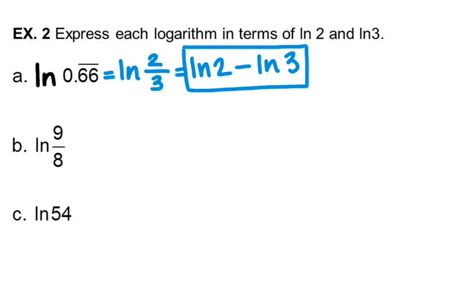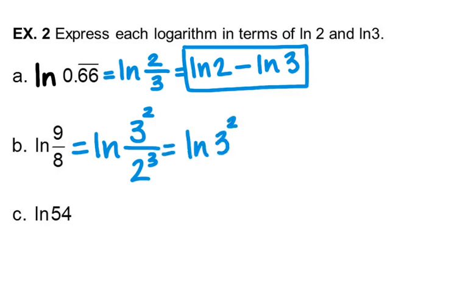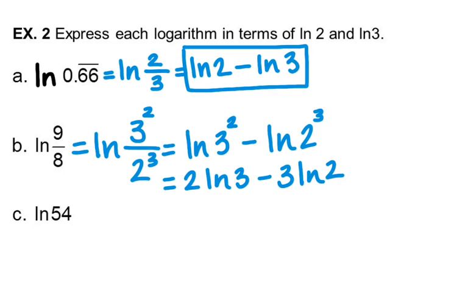Okay, natural log of 9 over 8. I know that 9 is the same as 3 squared, and 8 is 2 to the third power. So natural log of 3 squared divided by 2 to the third. I'll separate those with subtraction. So natural log of 3 squared minus natural log of 2 cubed. I'm going to bring my exponents down out front. So 2 natural log of 3 minus 3 natural log 2.